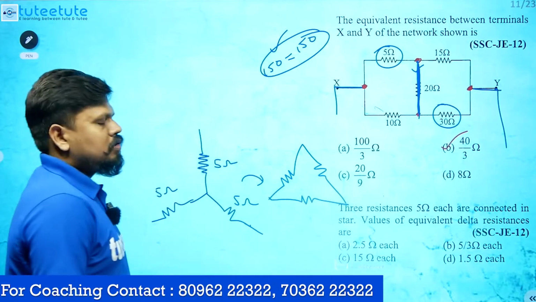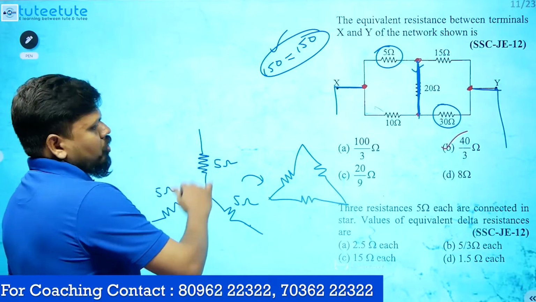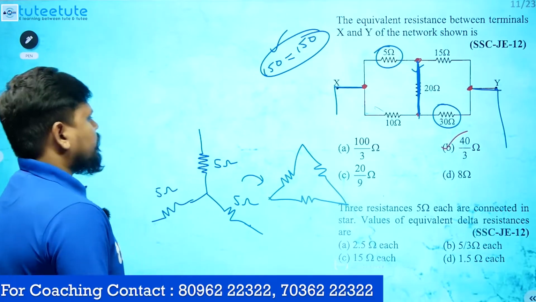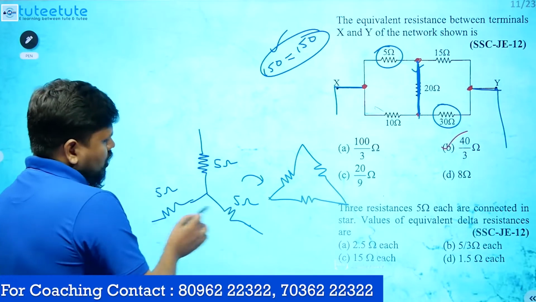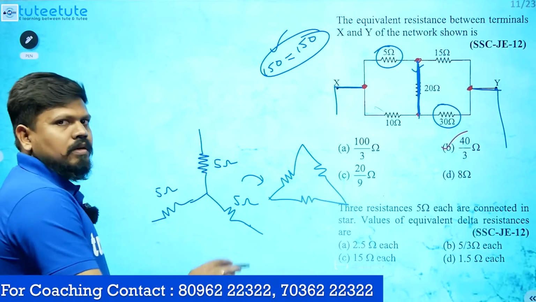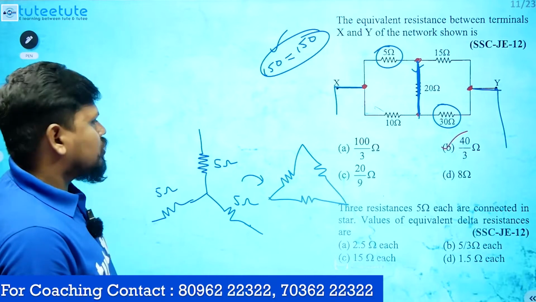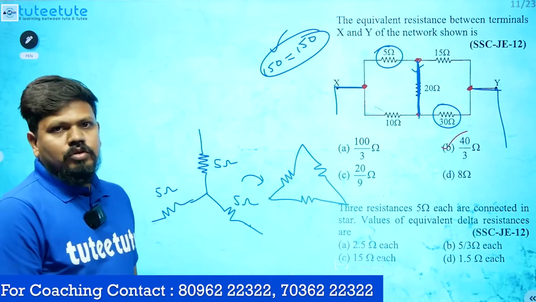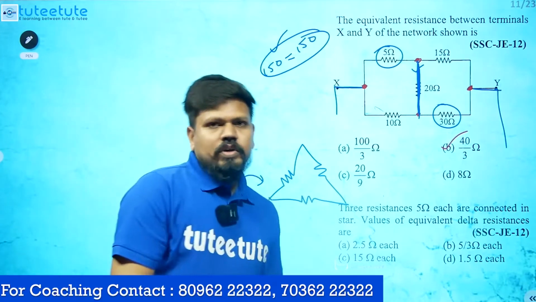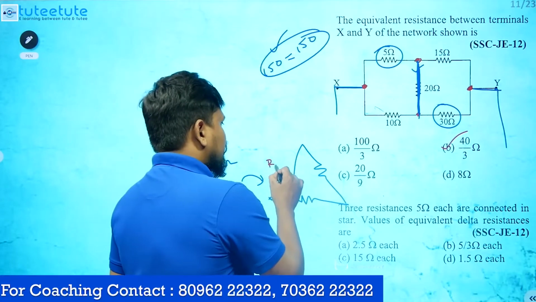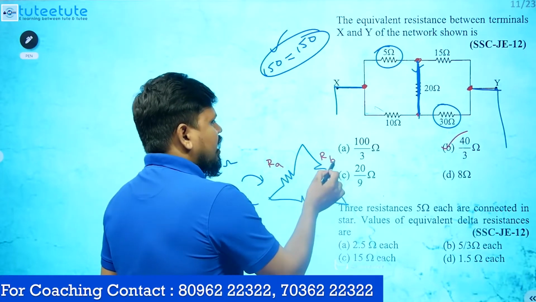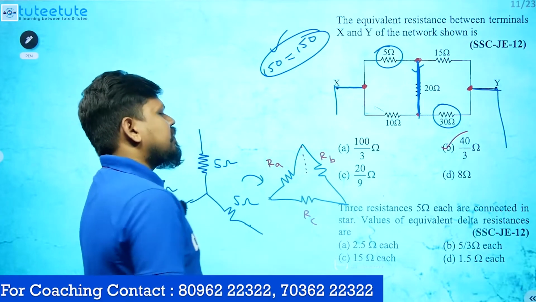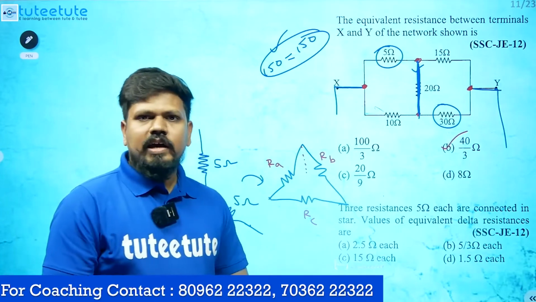See, whenever a star is given and we have to convert into delta connection, only one formula we have to use: R1 R2 plus R2 R3 plus R3 R1 divided by whatever is opposite. Understanding, right? Generally everyone remembers delta to star. For example, here RA is there, here RB is there, and this is RC. If you want the resistance here, it is RA RB divided by RA plus RB plus RC. Directly we can remember that.